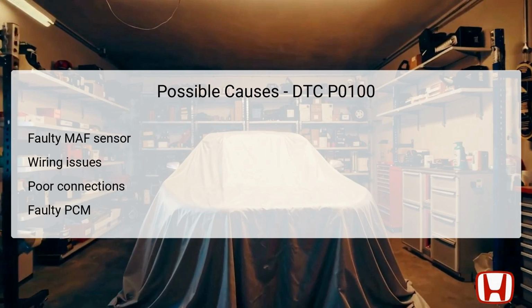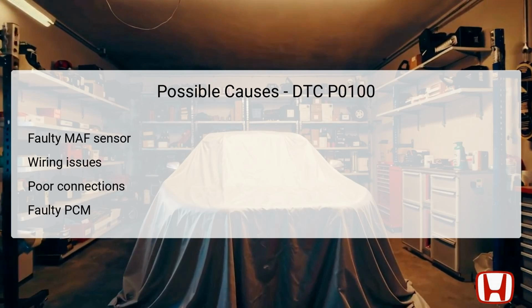Several factors can trigger DTC P0100. One primary cause could be a faulty MAF sensor, which may fail to produce accurate readings, causing the PCM to respond incorrectly to engine demands. Additionally, wiring issues such as frayed wires or bad insulation can lead to loss of signal or voltage in the MAF sensor circuit.